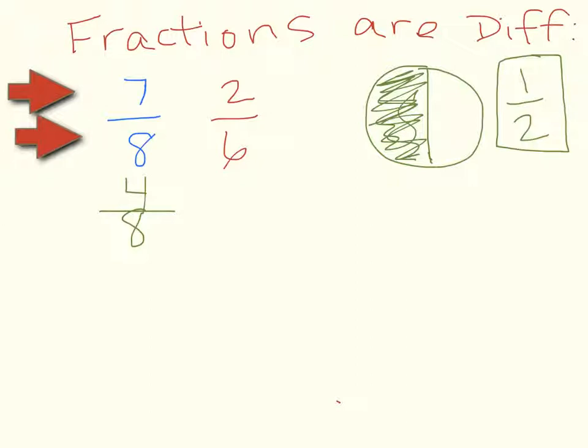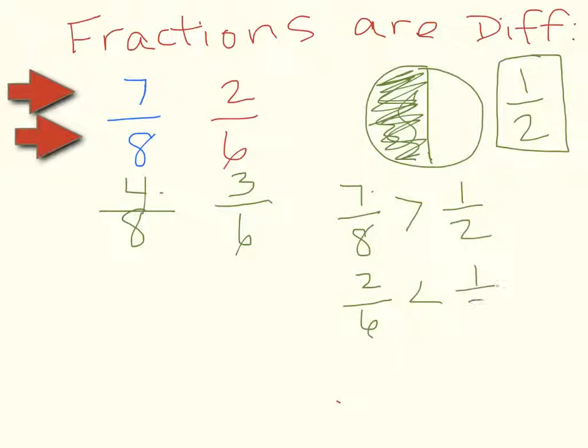So 7/8 is bigger. If I have 6 pieces in my pie, half of that pie would be 3 pieces. So 2/6 is smaller than half. So 7/8 is bigger than half the pie, because half the pie would have been 4, so 7/8 is bigger. 2/6 is smaller than half the pie, because half the pie would have been 3/6, so we have less than that. So since 7/8 is bigger, 7/8 is going to be my bigger fraction.